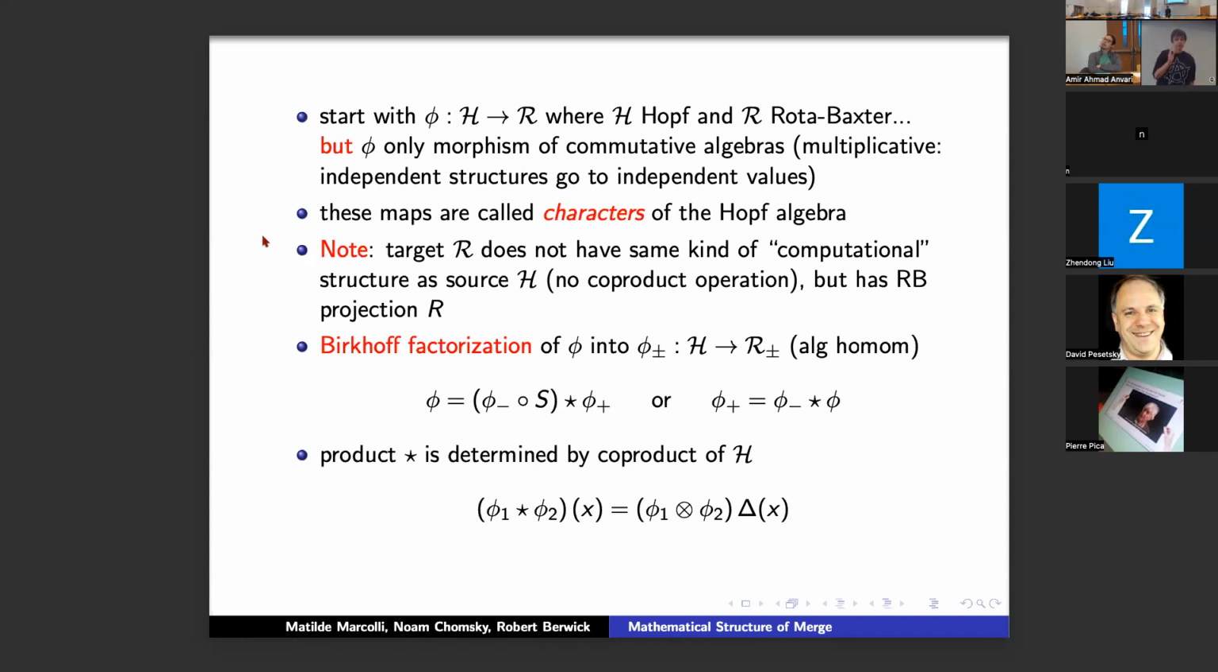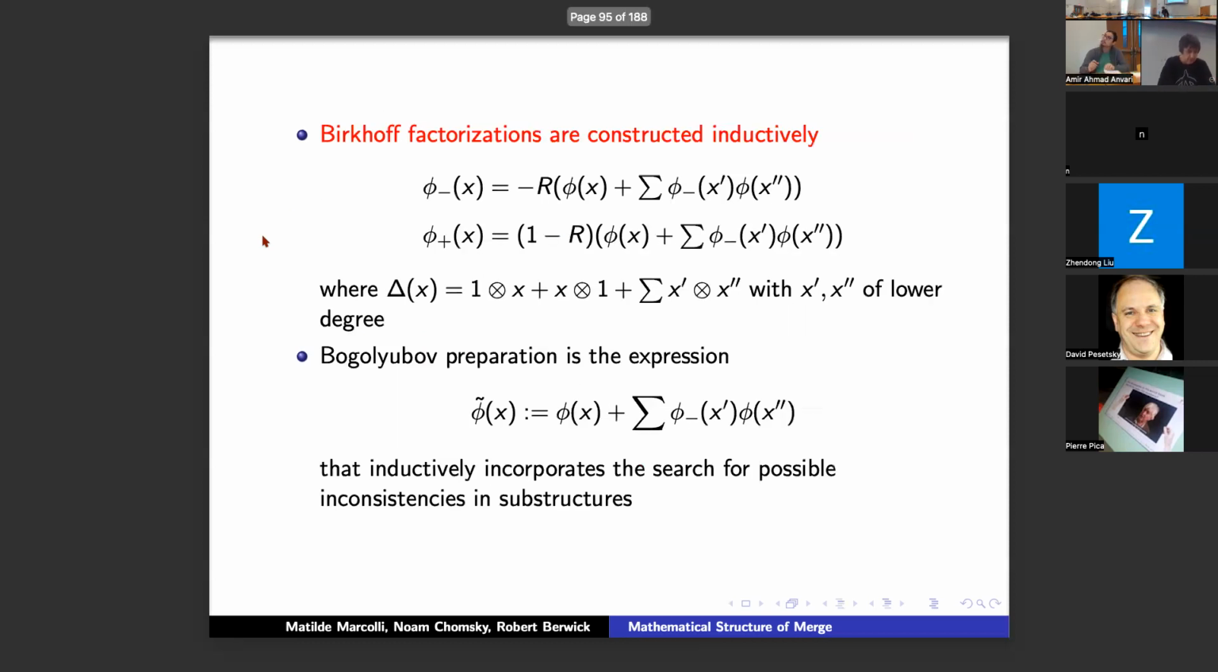So here is where you're using, okay, let me say this before showing what the actual construction is. What I'm assuming about this map, about this character, is only that it evaluates independent objects to independent things. So it has this multiplicative property, so the product of the algebra. But this map doesn't know anything about the fact that H also has a coproduct and that R also has this Rota-Baxter structure. It's ignoring both of them. But now I bring both of them in order to be able to split this map into two parts. So now where I'm using both the coproduct on this side and this Rota-Baxter projection on the other side is in order to be able to split my map. The map itself doesn't know anything about this additional structure, but I can use them to produce this kind of factorization.